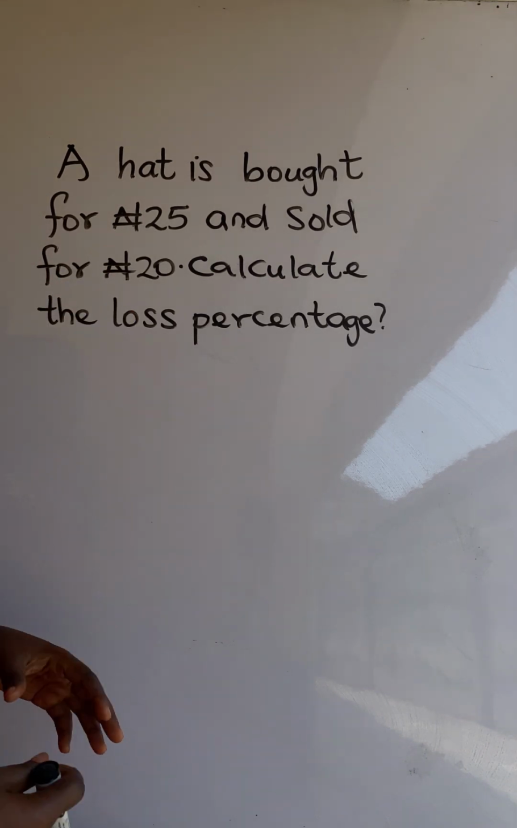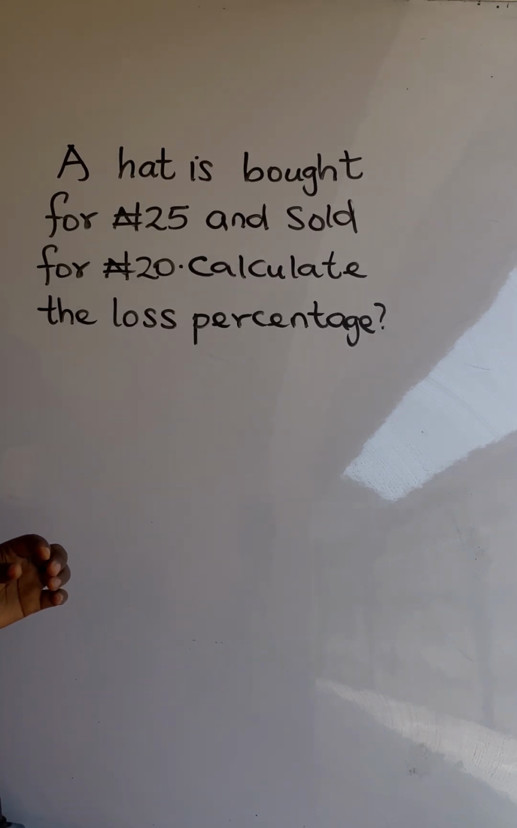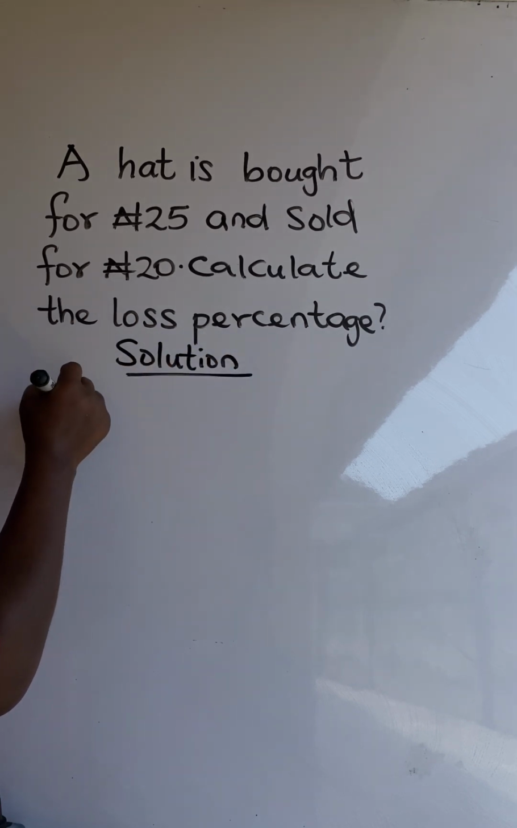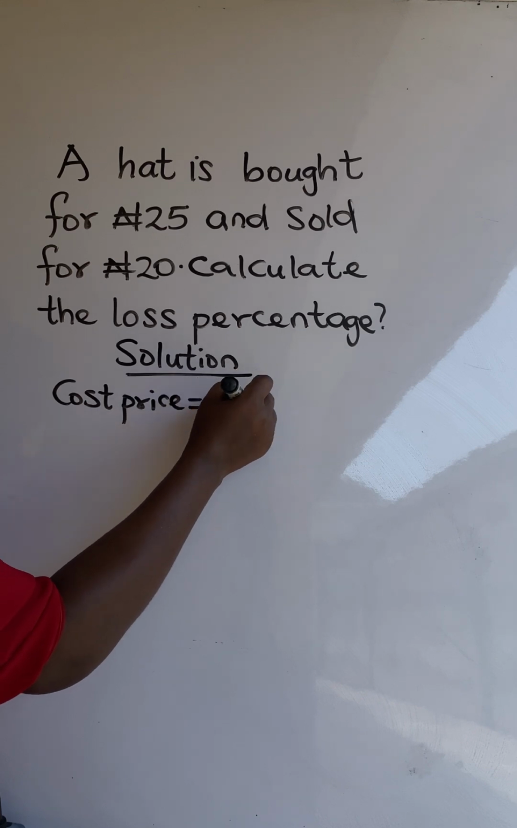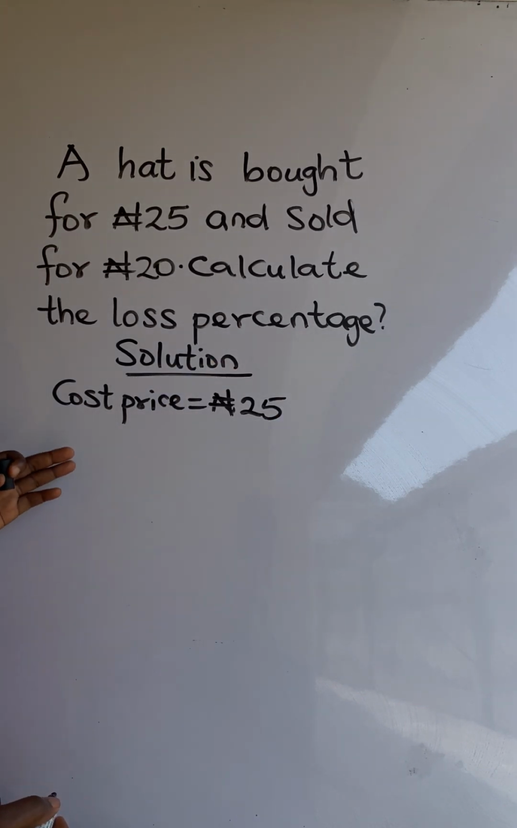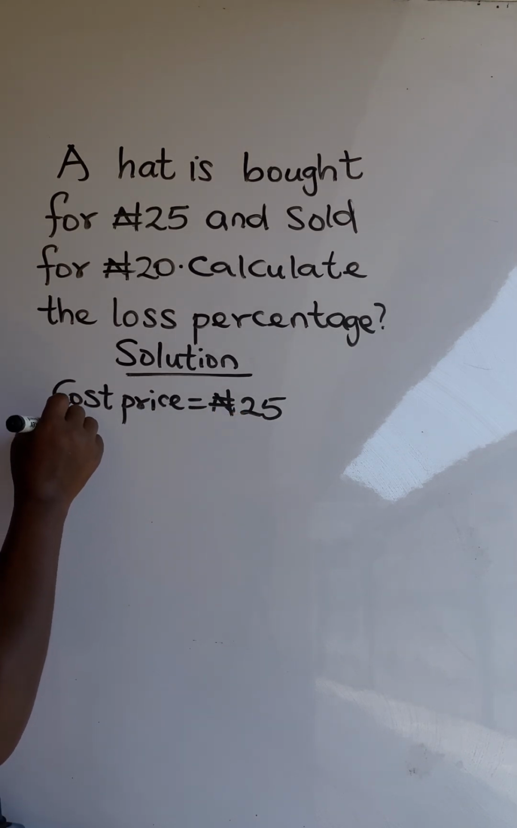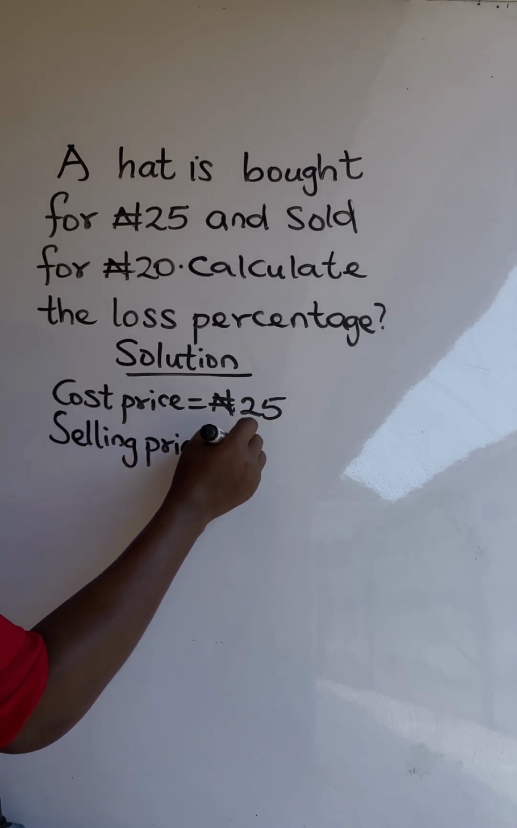Now let's begin with the cost price. The cost price is usually the amount that an item was bought, while the selling price is the second price for which it was sold. Now for this question, the cost price is 25 naira. So the cost price for the hat is 25 naira. Now, this person bought this hat for 25 naira, and by the time he or she wanted to sell, that is the selling price, it was sold for 20 naira.